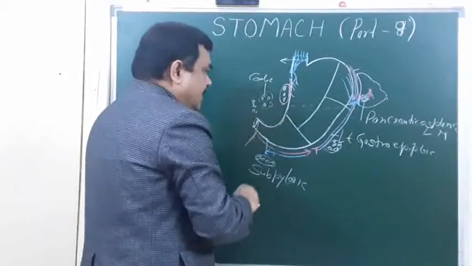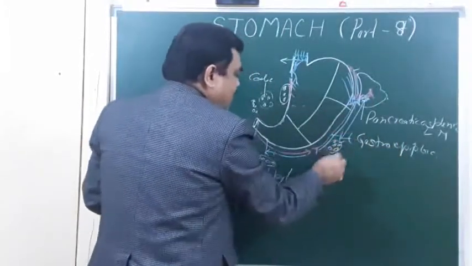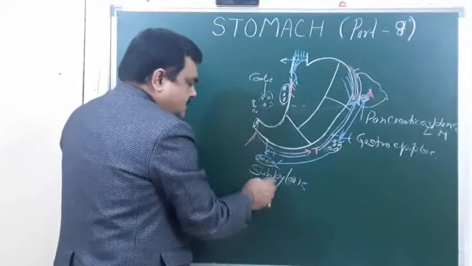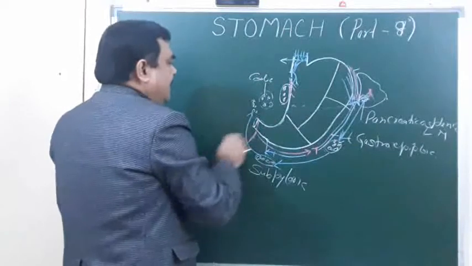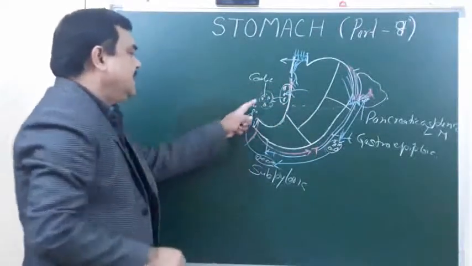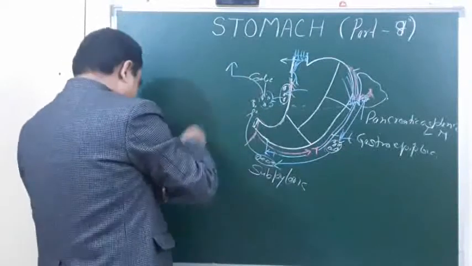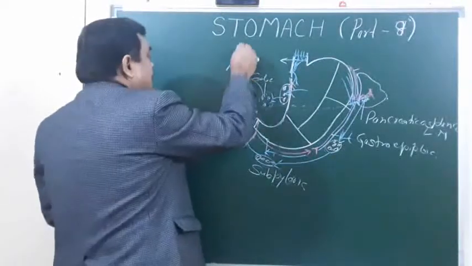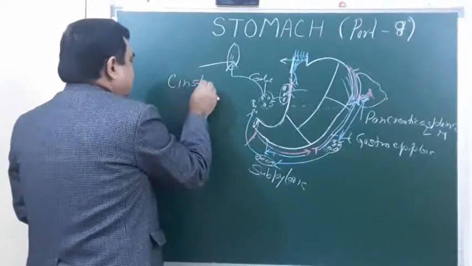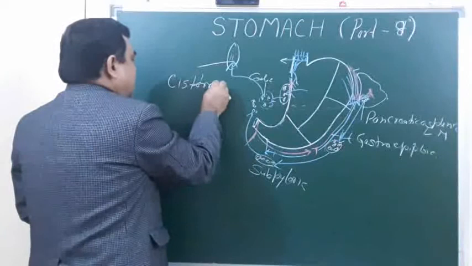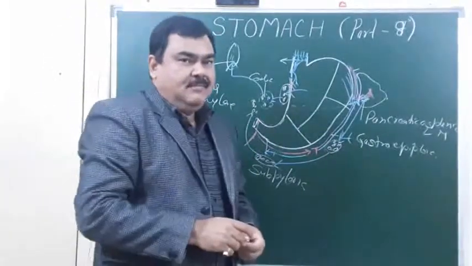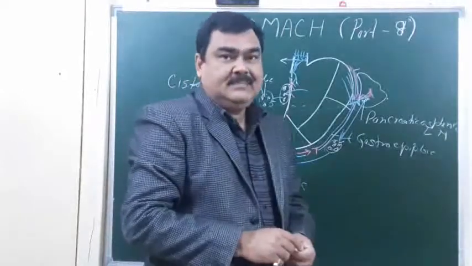So lymphatics from this pancreatico-splenic group go into this left gastroepiploic. From here it goes into subpyloric, from subpyloric to hepatic, and this area drains into this. This is left gastric. Left gastric also drains into the celiac, and this celiac ultimately goes into the cisterna chyli. So this is the lymphatic drainage of the stomach. Thank you.